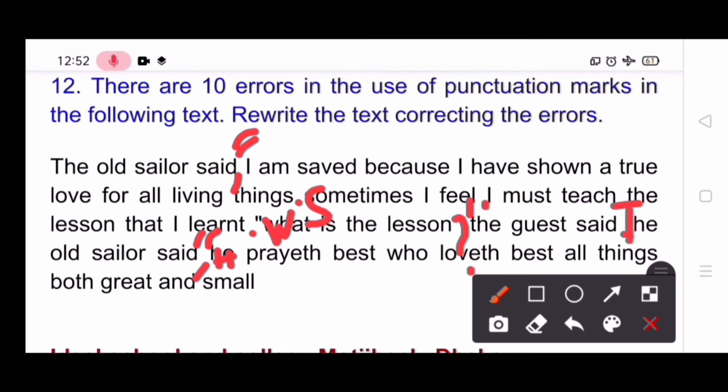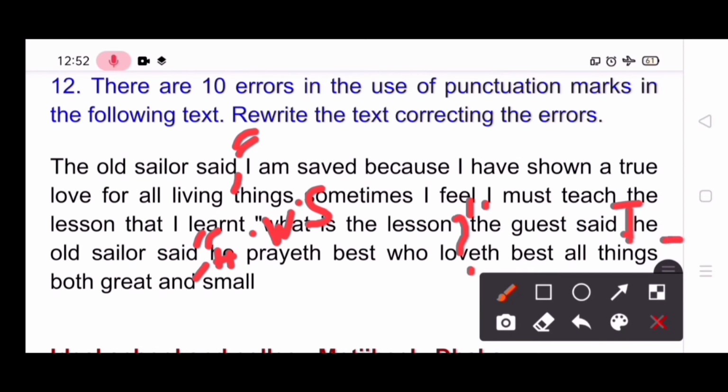"He prayeth best, who loveth best all things, both great and small." So after "all things" we need to use a comma. "All things, both great and small." Then we need to use a full stop and close the inverted commas. So it is the correction of the first question, which is given in narrative style, taken from Kumilla Cadet College. But you must remember that after answering your narration, you must underline your corrections. I repeat, you must underline your corrections.